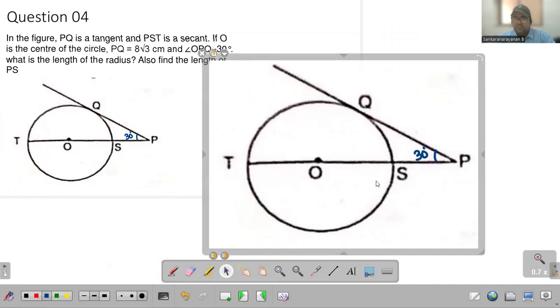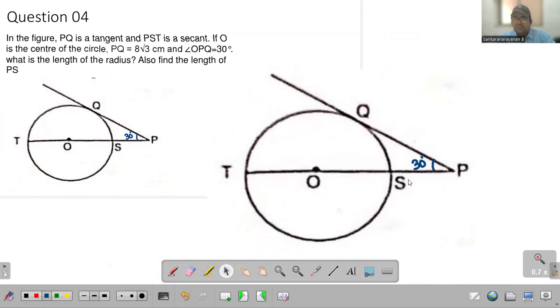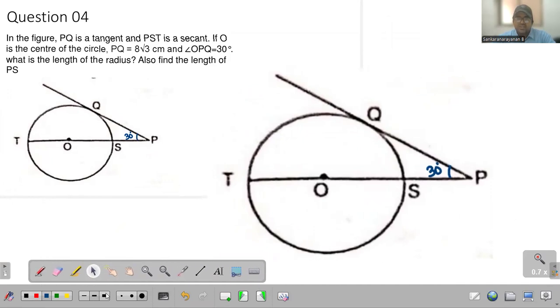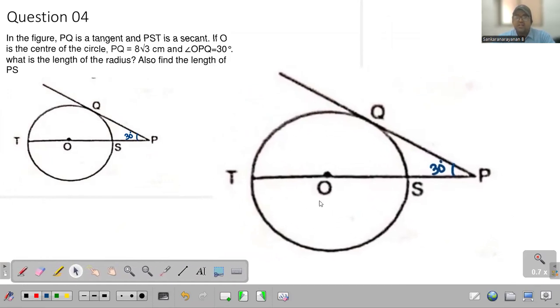Okay, here we go. Whatever inputs I could get from the question, I have just converted. Now, PQ is given to be the tangent, right? And it is given that PST is the secant. So Q is the point of tangency. Don't you agree with me? This Q, I call it the point of tangency.